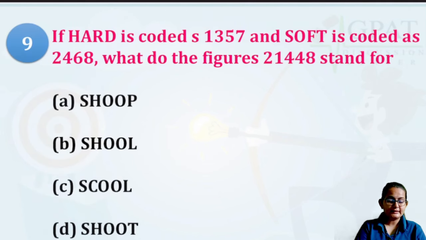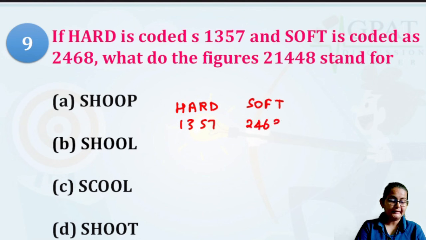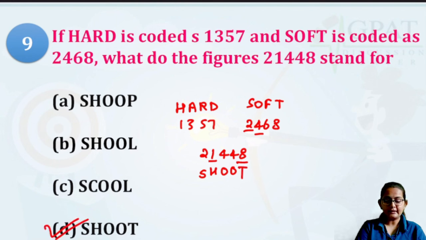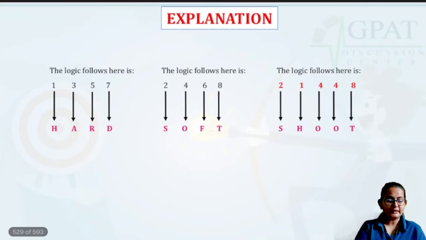Then question number 9. It says hard is coded as 1357, soft is coded as 2468. Then what will 21448 stand for? So 2 stands for S, 1 stands for H, double 4 means O, double O, and 8 means T. Shoot is the correct answer. You just have to match the alphanumerical terms.